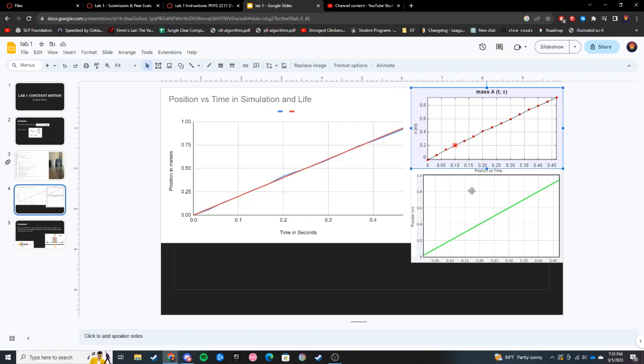Here are our graphs. These are the two graphs that I pulled off Tracker and the code. So as you can see here on the coded one, it is a perfectly straight line. As well on the graph where we compared the two, they're perfectly straight. This makes sense because obviously it's just 2 meters per second. It's perfect, nothing to think about here.